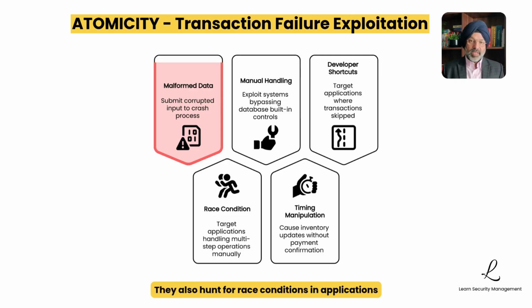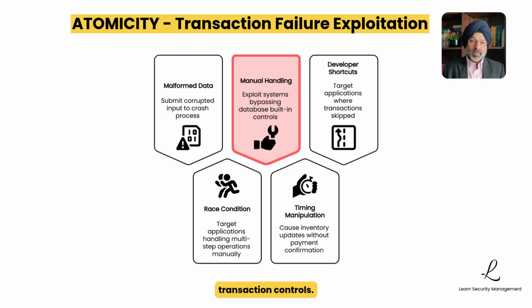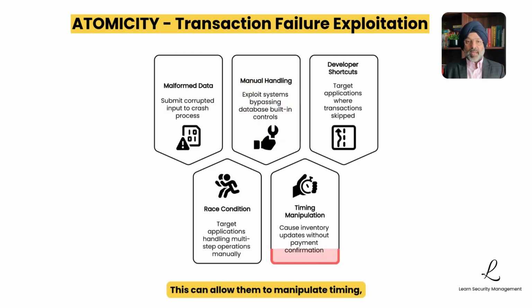They also hunt for race conditions in applications that handle multi step operations manually instead of using the database's built in transaction controls. This can allow them to manipulate timing, causing inventory to be updated without a payment being confirmed or vice versa. Protecting atomicity is like building a security chain. If any link breaks, the entire system fails.